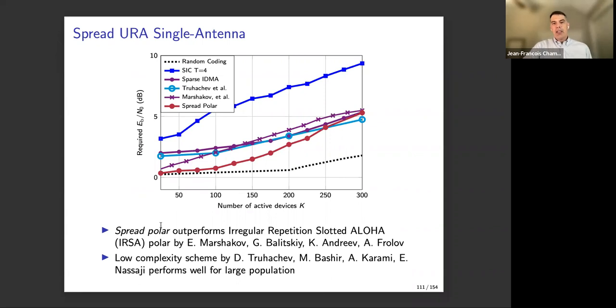And then I've included this spread polar technique that's based on polar coding and an irregular repetition slotted ALOHA type construction, but in spirit it's somewhat similar. That's polar coding with a graph that corresponds to what we talked about in the first section. This scheme is by Marshakov, Balitsky, Andreev, and Alexei Frolov. And for a while, this scheme in violet was the best scheme that we knew.